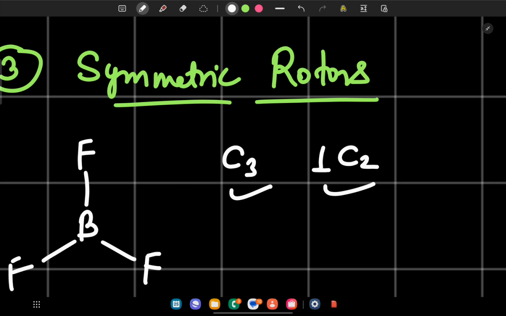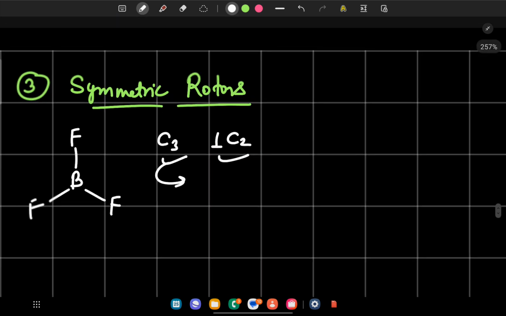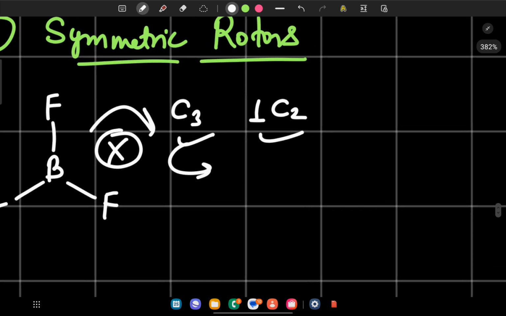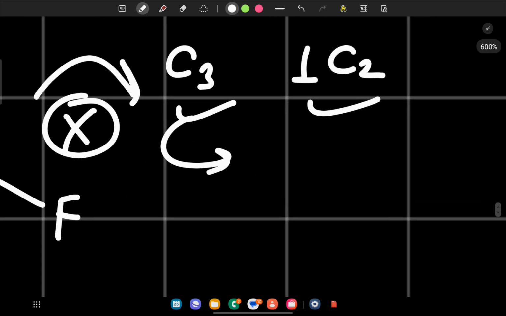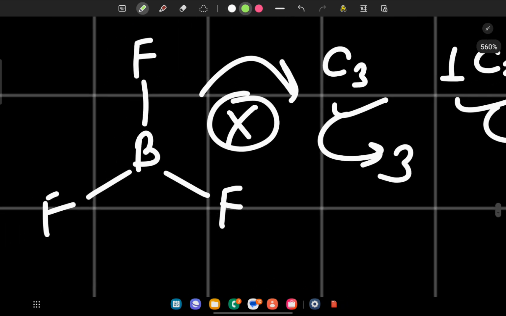Two types of axes. So what exactly happens if we try to rotate the molecule BF3 along the C3 axis? How many atoms go in motion, or how many atoms are actually showing rotation? The number of atoms rotated in the C3 axis is 3. Now the C2 passes through what? It passes through one boron fluorine bond. This is your C2 axis.